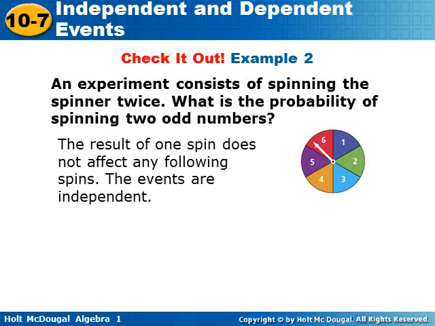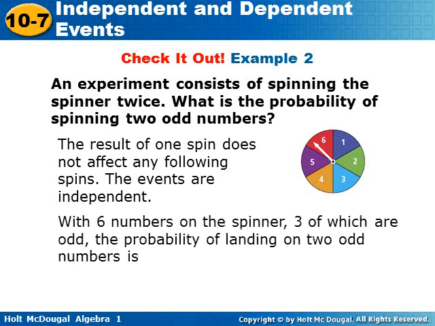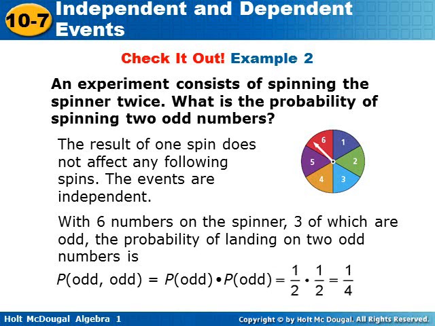The result of one spin does not affect any following spins. The events are independent. With 6 numbers on the spinner, 3 of which are odd, the probability of landing on 2 odd numbers is the probability of odd times the probability of odd. So the probability of landing on an odd is 1/2. 1/2 times 1/2 would be 1/4.